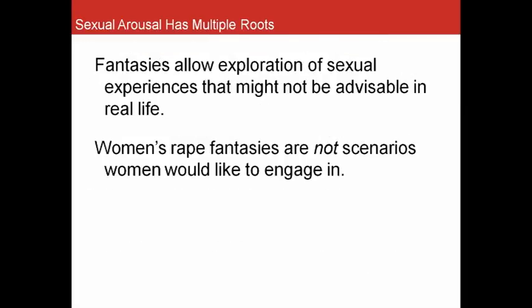I'll comment that most sexologists agree that engaging in sexual fantasies is probably a positive thing. However, there's a big difference between fantasies and what you may want to do in real life. For example, women often fantasize about a rape or a ravishment fantasy, but that certainly does not mean women want to get raped in real life.